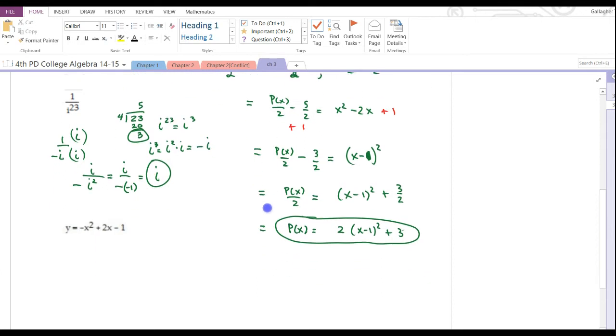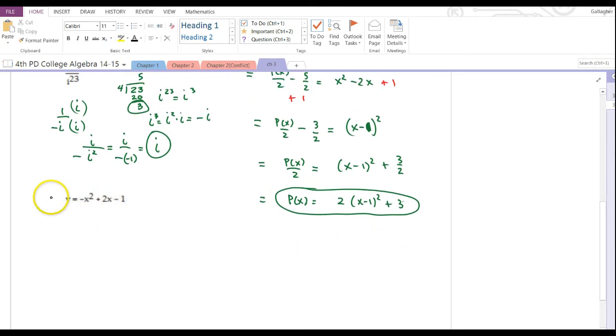Fun, fun, fun. All right, the last review problem is this, and again, we're going to practice getting this into vertex form. Okay, so we need y equals negative x squared plus 2x minus 1 in vertex form. We're going to isolate the variable term. So we have y minus 1 equals negative x squared plus 2x.